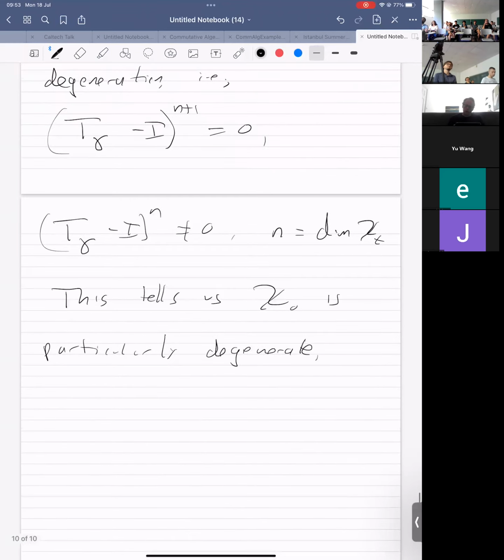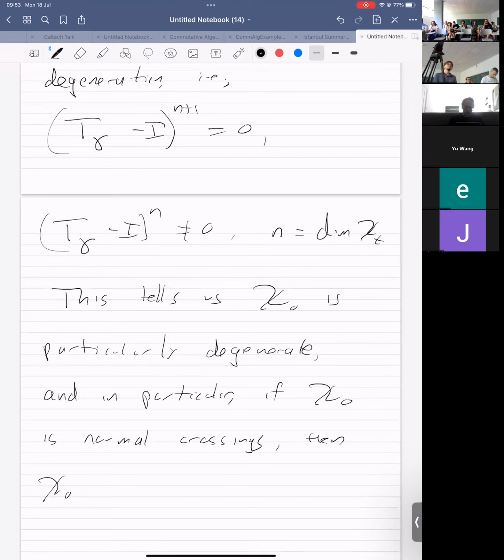And in particular, if it's normal crossings, and just a union of varieties meeting transversely, then X0 has a zero-dimensional stratum. In other words, there is some intersection of n divisors inside X0 which is non-empty, so n irreducible components of X0, giving you a zero-dimensional stratum.